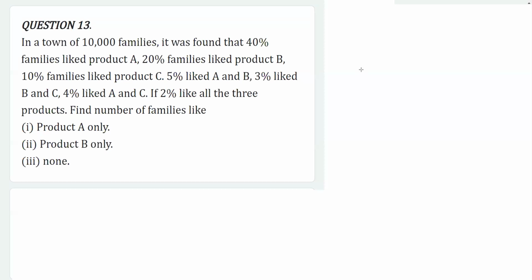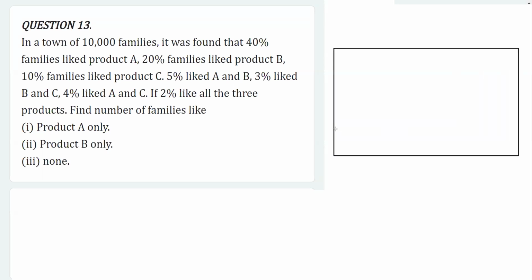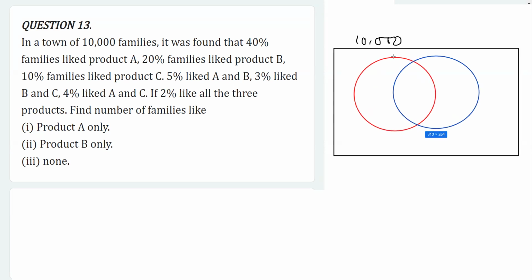So for that, let's say I'm using a Venn diagram. This is the total town comprising the total families, which is 10,000. Now I'll use a Venn diagram as I said. Let's say this is the families that like product A, this is product B, and this is product C. Now I'll start reading from below because it's easier to do. There are 2% who like all three products. So all three products, that is the common region. It is easier to figure out that common region, so it has to be this one.